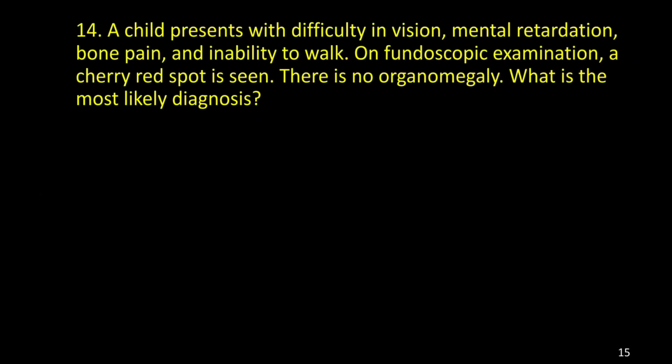Now one more MCQ. A child presents with difficulty in vision, mental retardation, bone pain and inability to walk. On fundoscopic examination, a cherry red spot is seen. There is no organomegaly. What is the most likely diagnosis? In biochemistry you have to remember some particular diseases, like glycogen storage disease, sphingolipidosis and mucopolysaccharidosis, each with classical clinical features. Here mental retardation is present, vision is affected, there is bone pain and inability to walk, and most important, a cherry red spot.